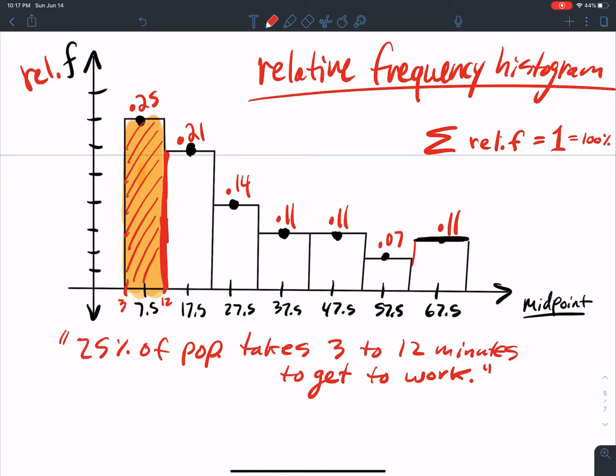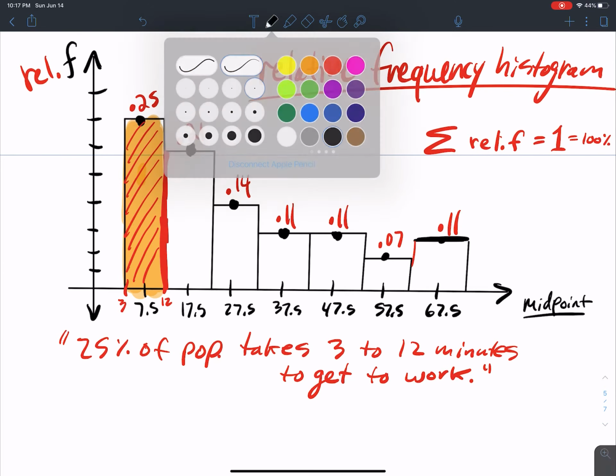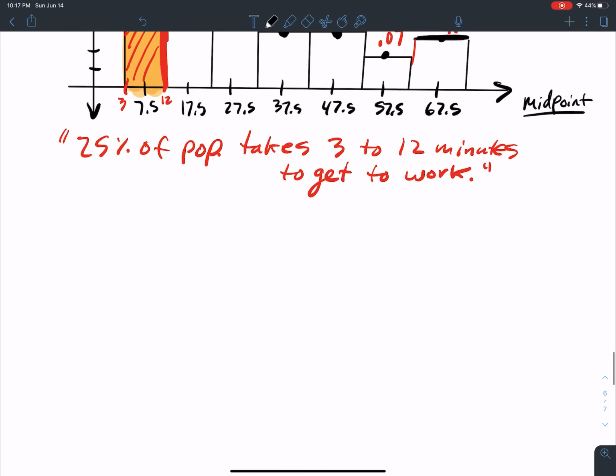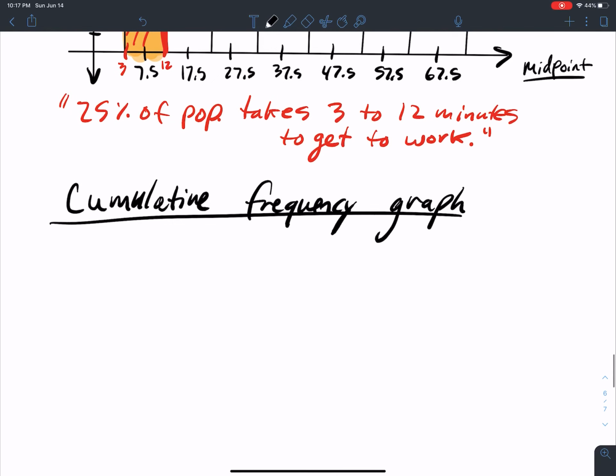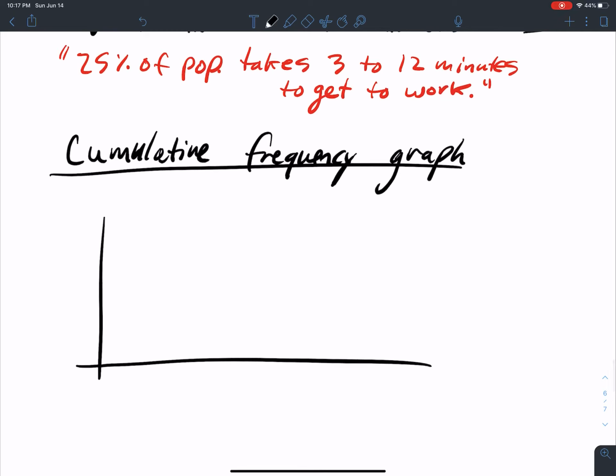Now, there's another graph. It's called the cumulative frequency. Okay, so the cumulative frequency, we'll just draw a whole nother one for this. Cumulative frequency graph. What does this look like? So we've got a horizontal and a vertical axis. The vertical represents the cumulative frequency. So how many did we add up to?